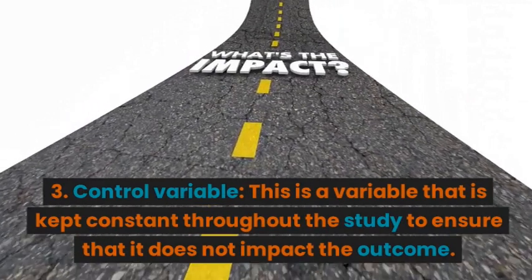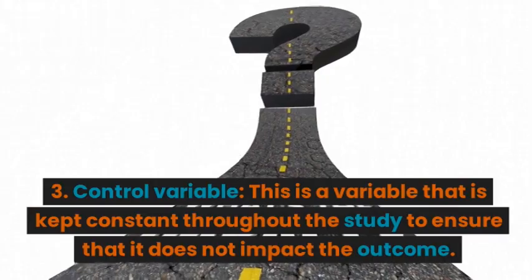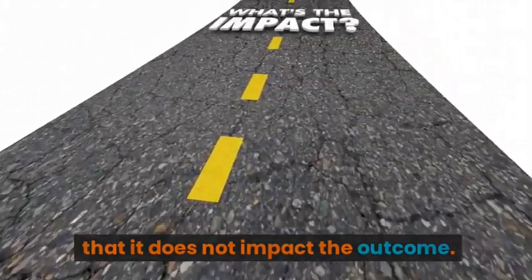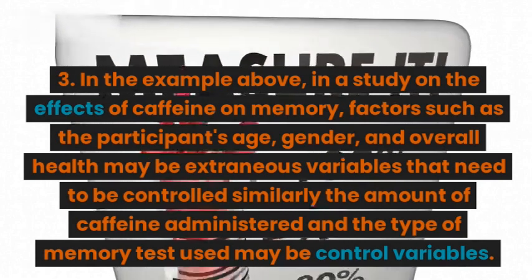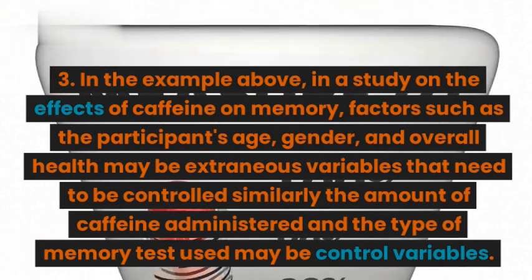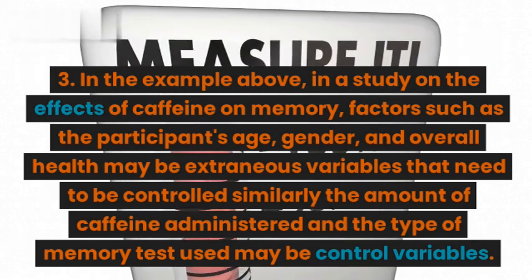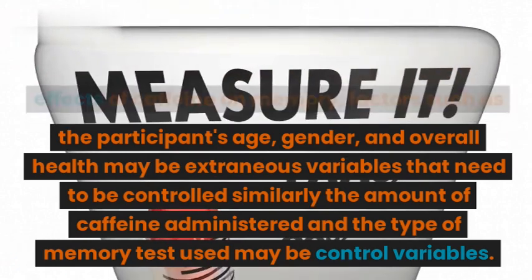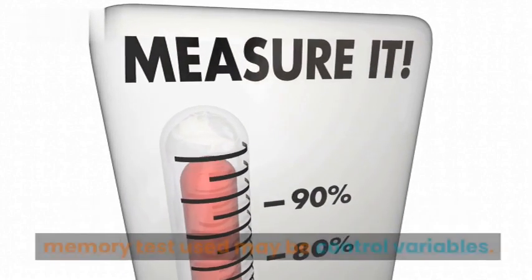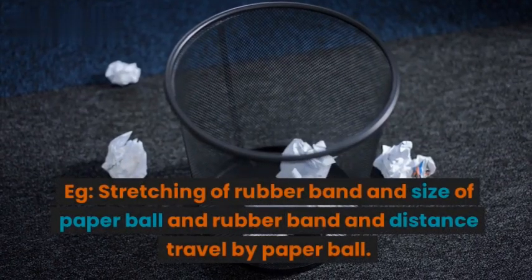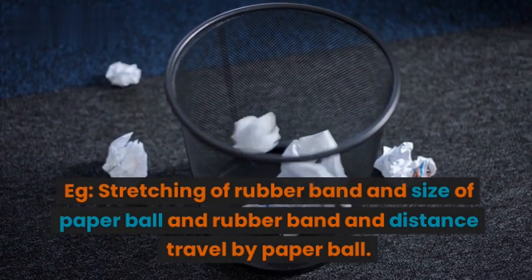3. Control variable. This is a variable that is kept constant throughout the study to ensure that it does not impact the outcome. In the example above, in a study on the effects of caffeine on memory, factors such as the participant's age, gender, and overall health may be extraneous variables that need to be controlled. Similarly, the amount of caffeine administered and the type of memory test used may be control variables. Age, stretching of rubber band and size of paper ball and rubber band and distance traveled by paper ball.